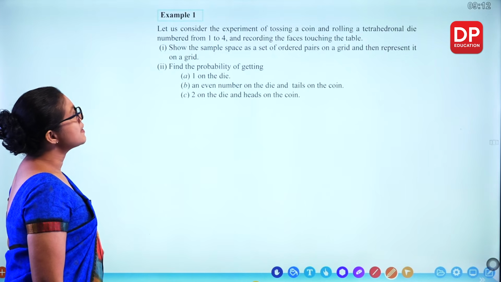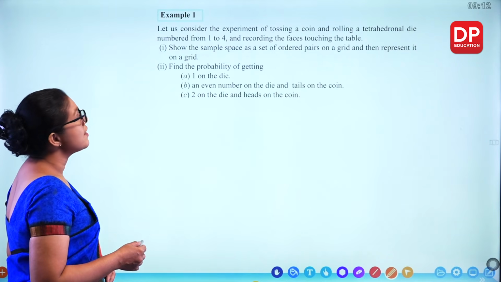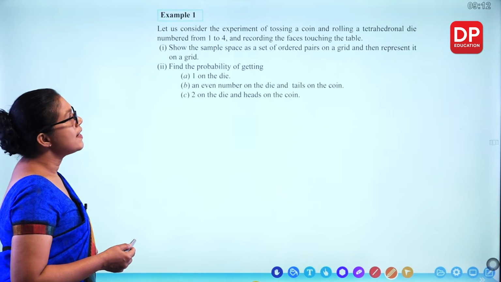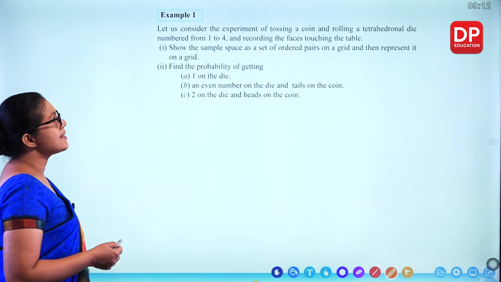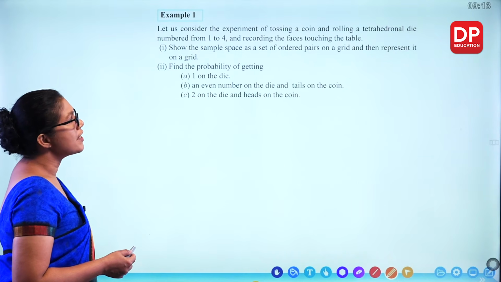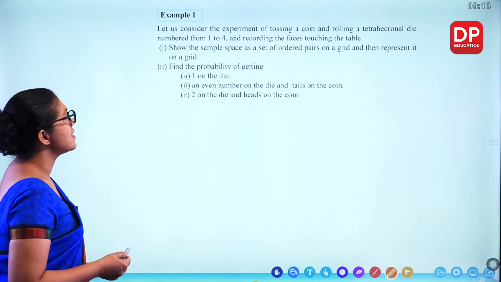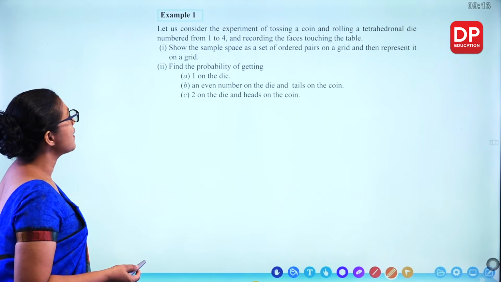Let us consider the experiment of tossing a coin and rolling a tetrahedral die numbered 1 to 4 and recording the faces touching the table. Show the sample space as a set of ordered pairs on a grid and then represent it on a grid. First we need to write down and then show that in a diagram.